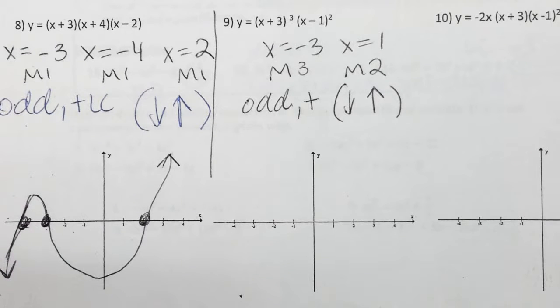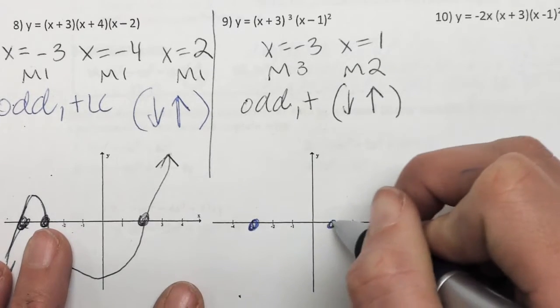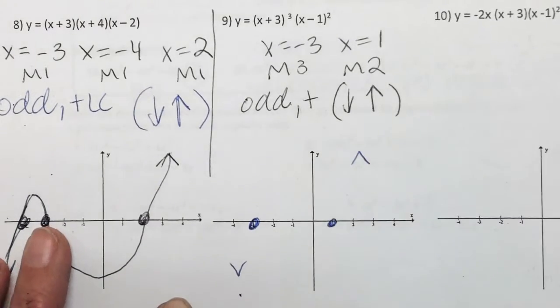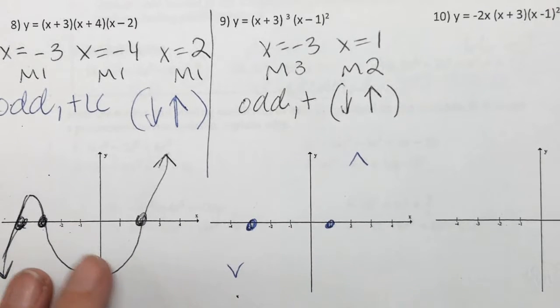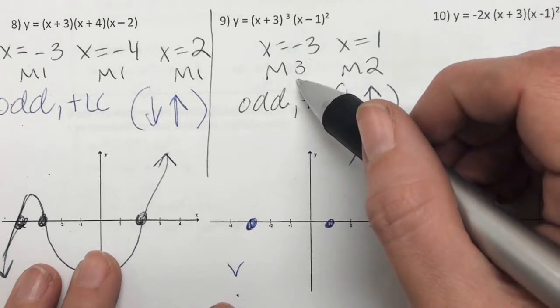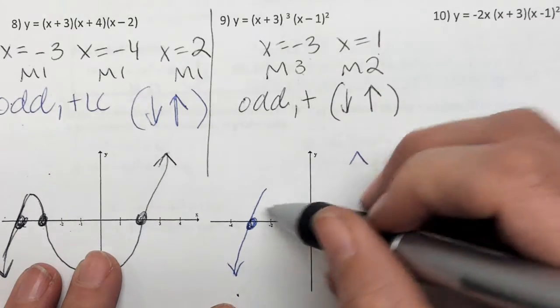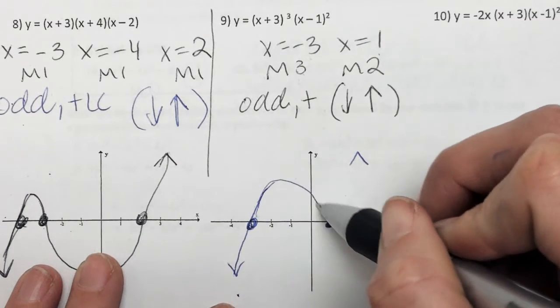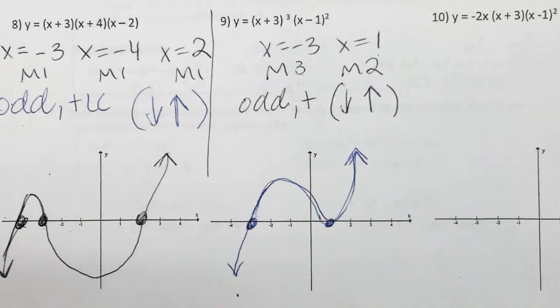You might have questions about that. Let's graph it. All right, so -3 has an odd multiplicity. That's why it breaks through. But at 1, that's where it has an even multiplicity of 2, so it's going to hit it and bounce back. Do y'all have any questions so far? All right, do number 10 on your own.